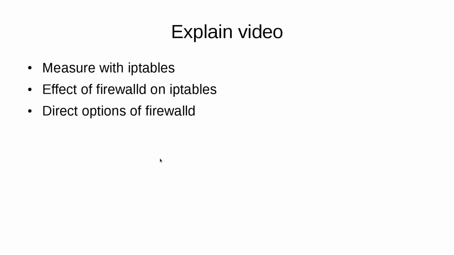Okay, since we do a lot of configuration, we will have a third video that explains exactly what is configured, and we will start by doing so with measuring the traffic that is going through our iptables. We are going to show the effect of the firewalld on the iptables configuration, and we will show the direct options, why we need to use the specific direct options that we have configured.